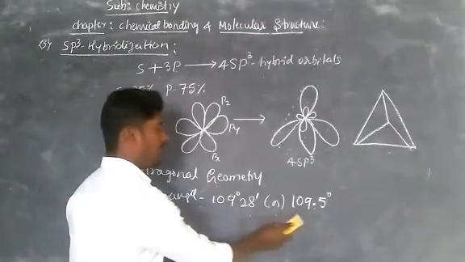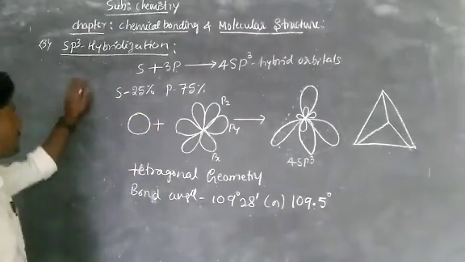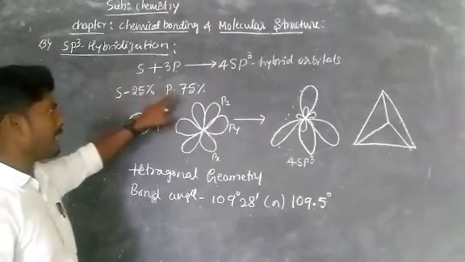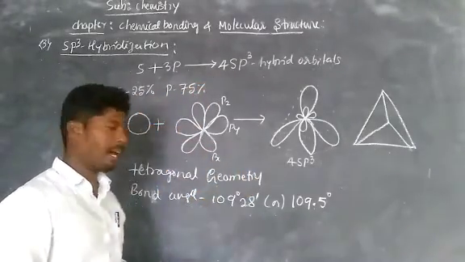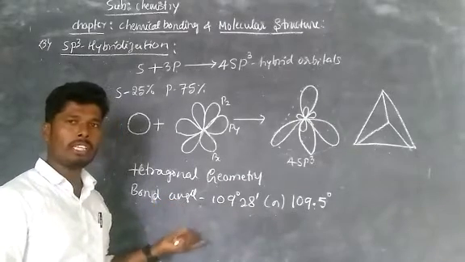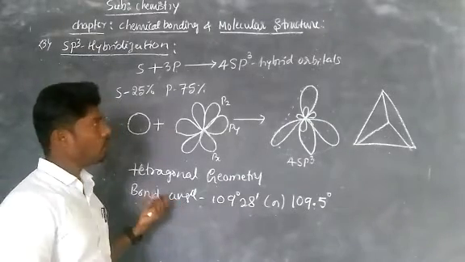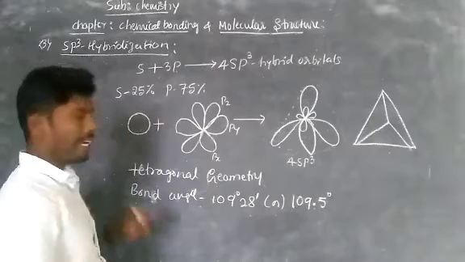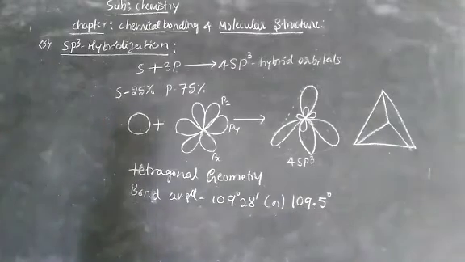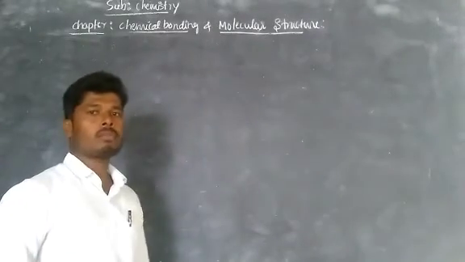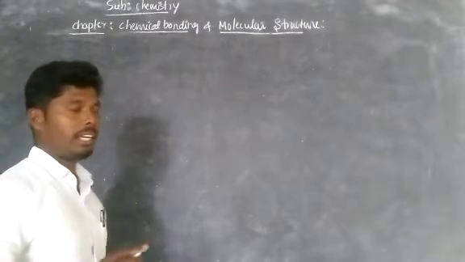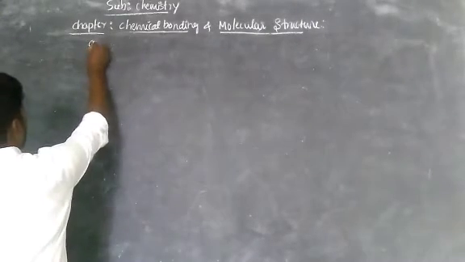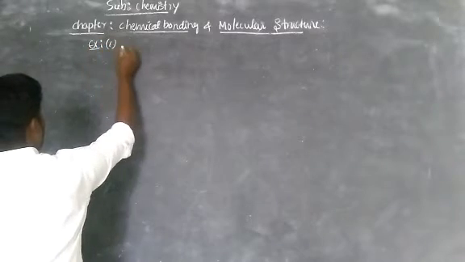So this is the introduction about sp3 hybridization. Then s character, p character, orbital overlapping, and you get 4 sp3 hybrid orbitals, and geometry along with bond angle. Now we are going to study the example of sp3 hybridization. Example for sp3 hybridization, we are taking methane. Example, take first one, methane.